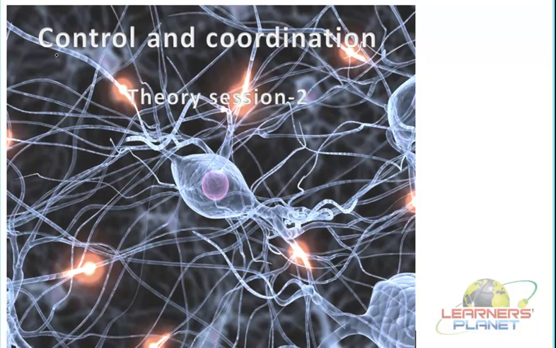Let us continue with the chapter Control and Coordination. In the previous session we had just introduced what control and coordination means. Now we are going to further study the same process in the case of human beings. We know that control and coordination is an essential and characteristic feature of a living organism.